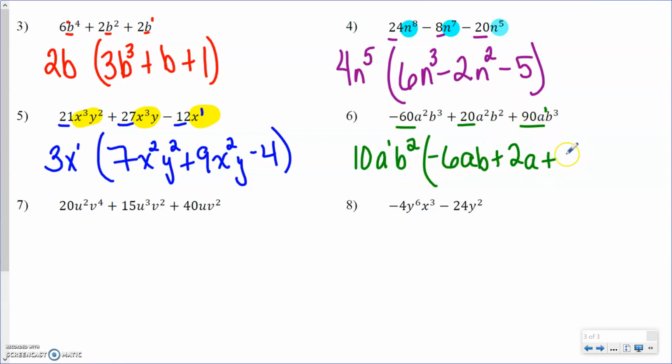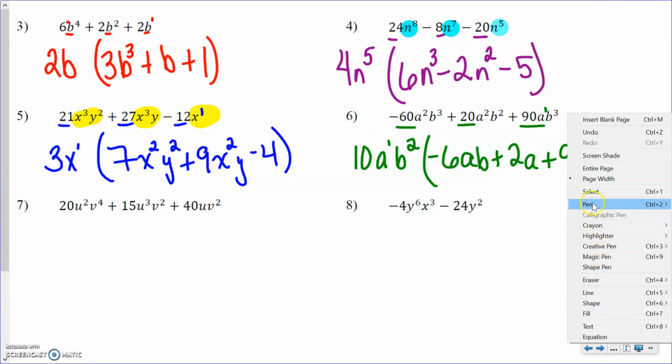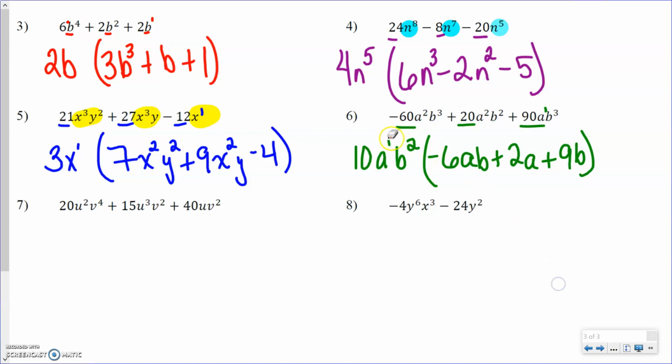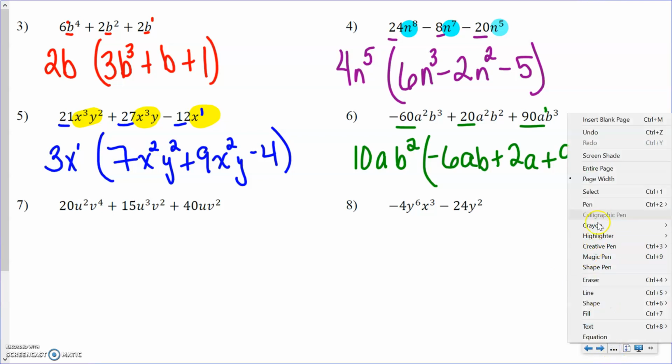Okay, last one, 90 divided by 10 is 9. I had 1 a and took it out, so there aren't any a's left. And I had 3 b's and took 2 out, so there's 1 b left. I'm going to go ahead and stop here. I'm going to have you pause and try those last 2 problems. And then when you are ready, go ahead and hit play again to check your answers.